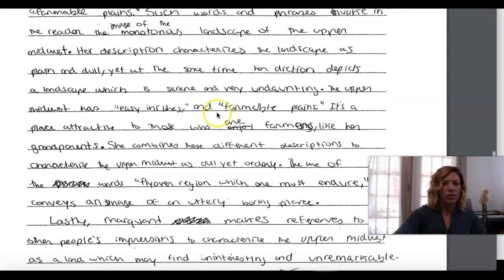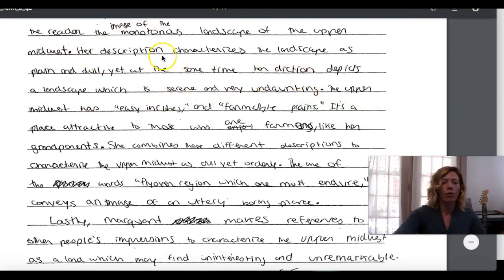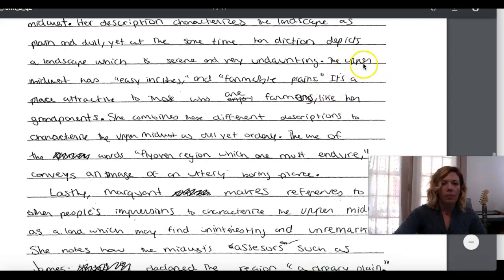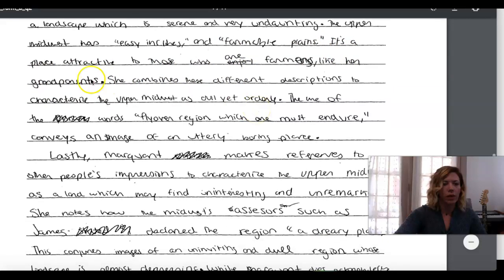Her description characterizes the landscape as plain and dull, yet at the same time her diction depicts a landscape which is serene and very undaunting. So this is a nice insight right here. I do like this, but there's still that problem with repetition earlier with word choice. The upper Midwest has easy inclines and farmable plains. It's a place attractive to those who are farmers like her grandparents. She combines these different descriptions to characterize the upper Midwest as dull yet orderly. The use of the words flyover region which one must endure conveys an image of an utterly boring place.